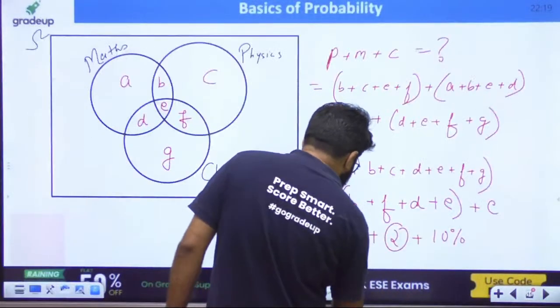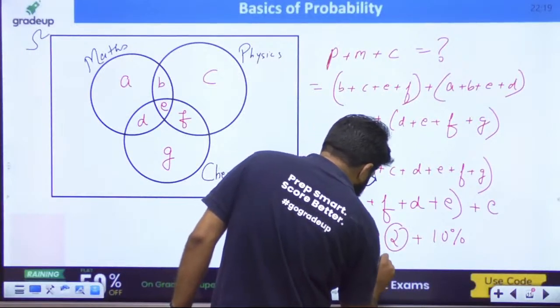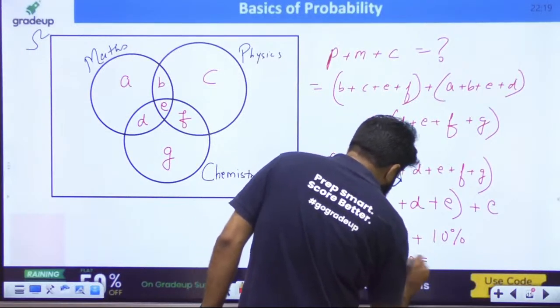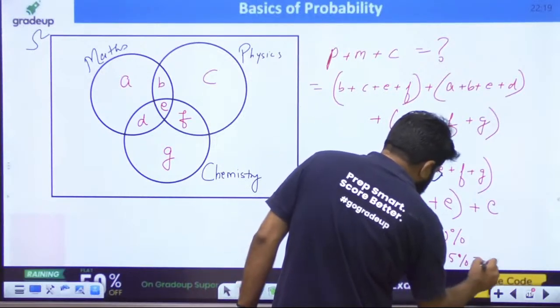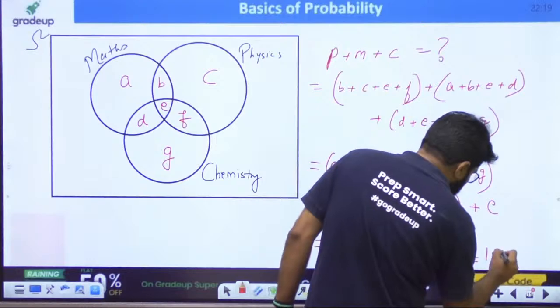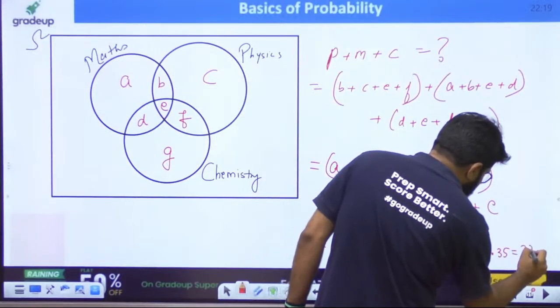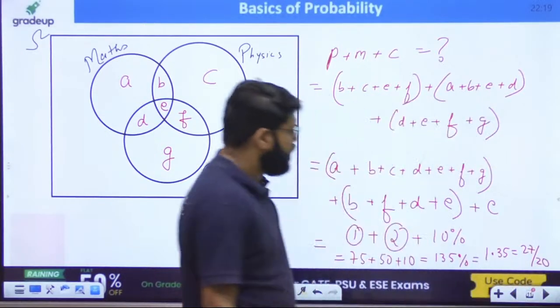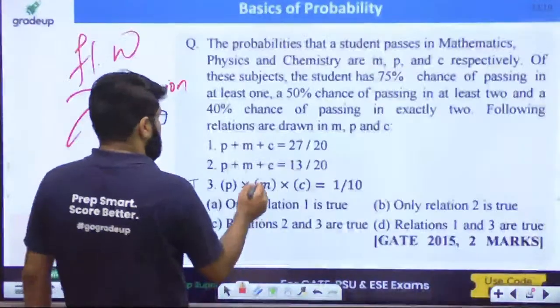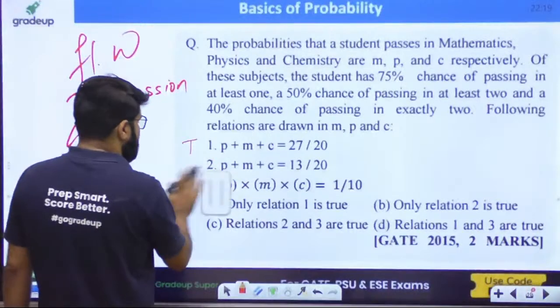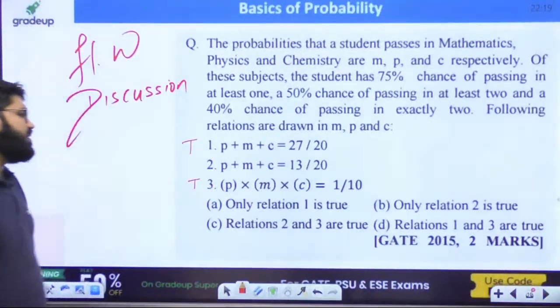So your answer has come. This is 75 plus 50 plus 10, and this is what? 125 plus 10, 135%. 135% means 1.35, which can be written as 27 by 20. That means statement 1 is also true. Okay, it is 27 by 20.